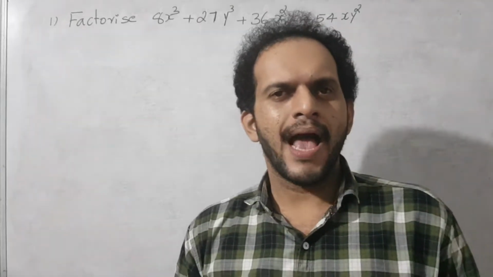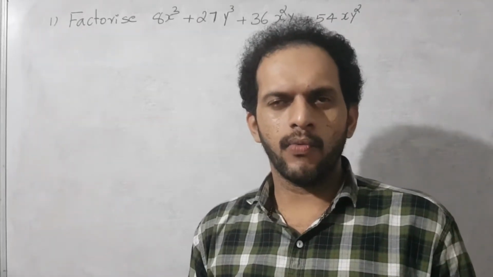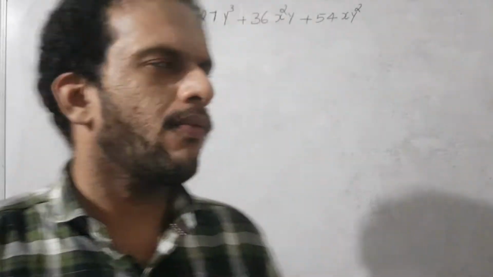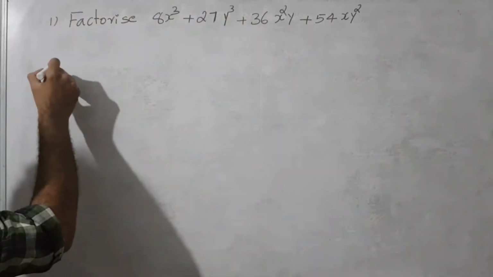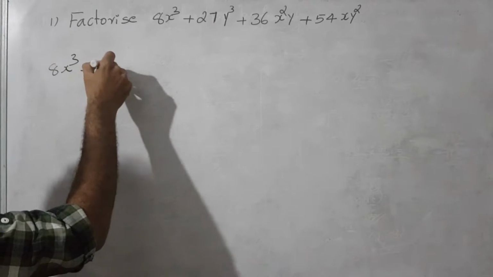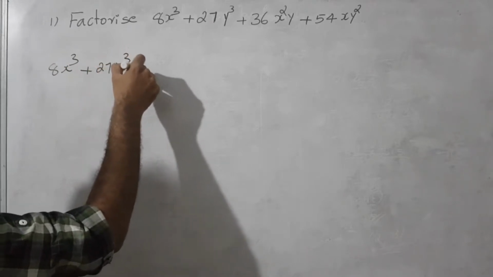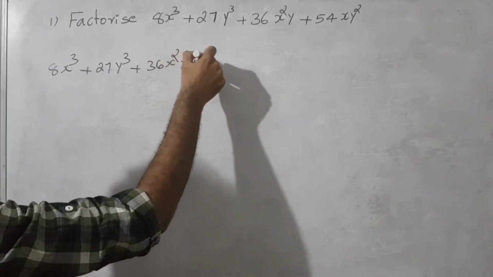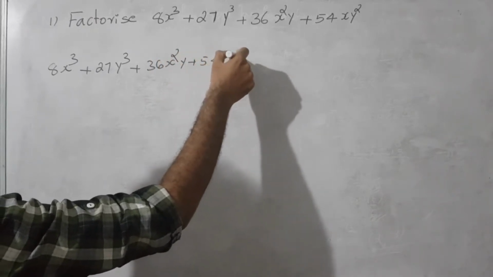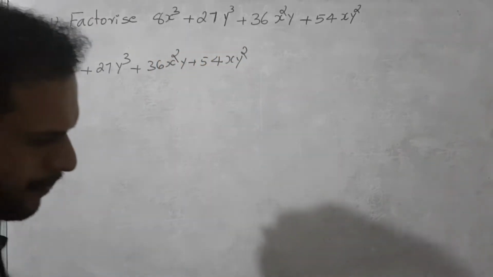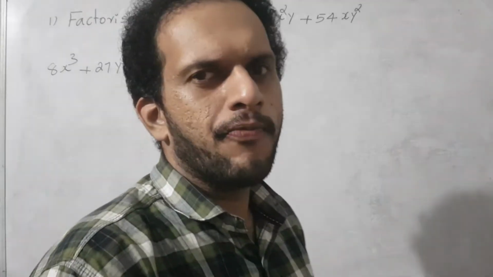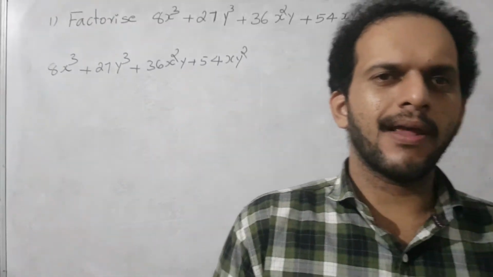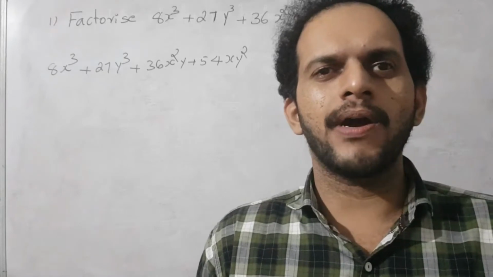So as usual, how do we start? We write the polynomial once again: 8x cube plus 27y cube plus 36x square y plus 54x y square. Then how do we identify the identity? For factorization, we first need to identify the identity.